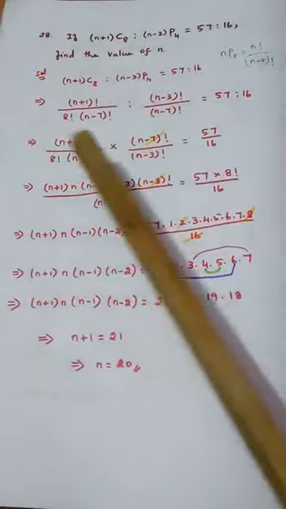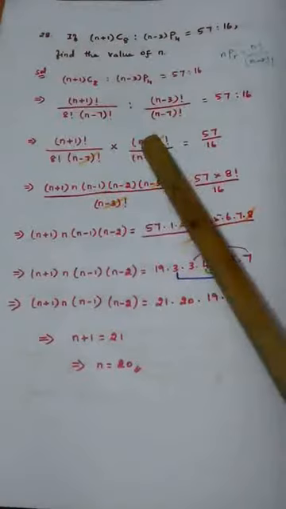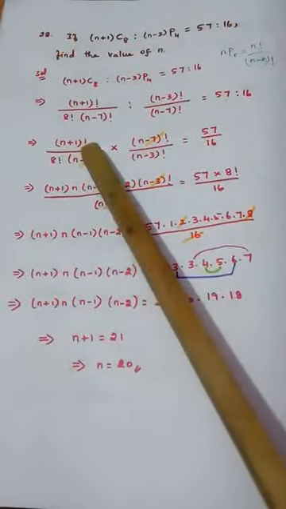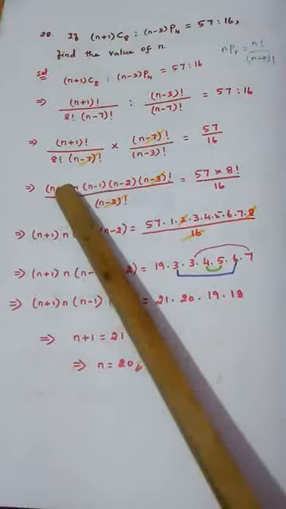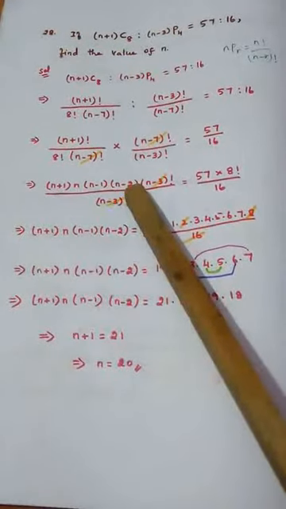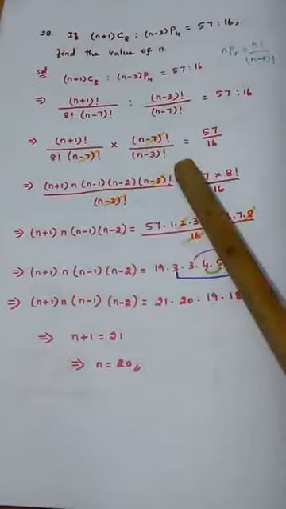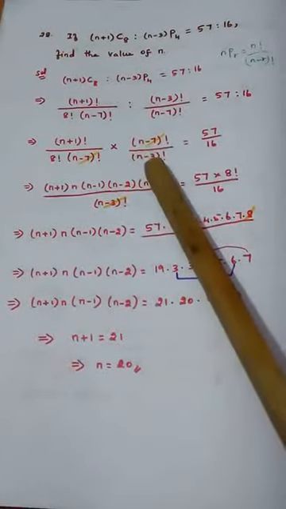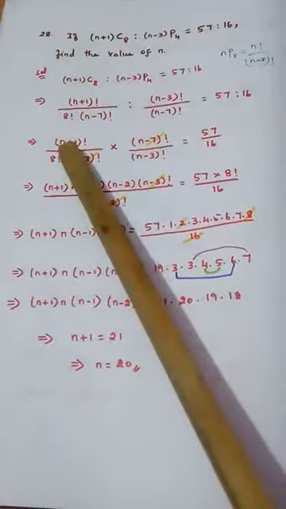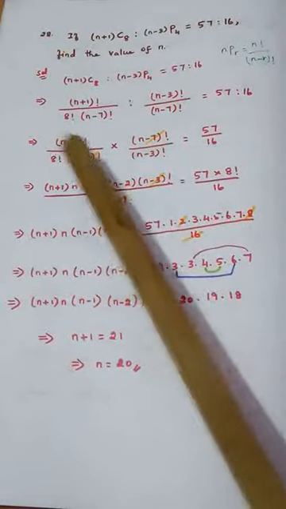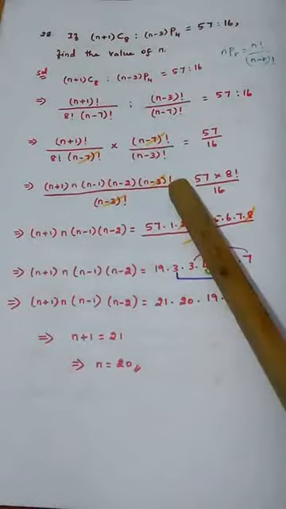Now listen carefully. (n minus 7) factorial and (n minus 7) factorial get cancelled. (n plus 1) factorial, no? From this I am going to take n plus 1, n, n minus 1, n minus 2. Then I am going to write (n minus 3) factorial. Why? Because I am having (n minus 3) factorial in the denominator. So accordingly I am taking terms out from this numerator and writing (n minus 3) factorial like this.